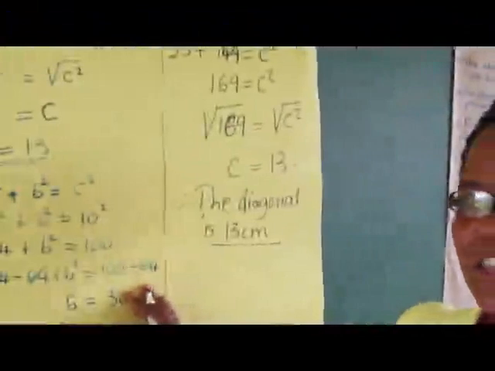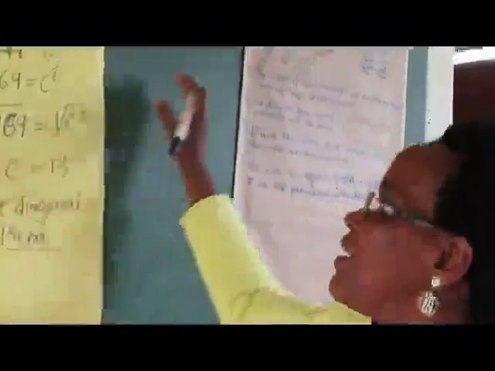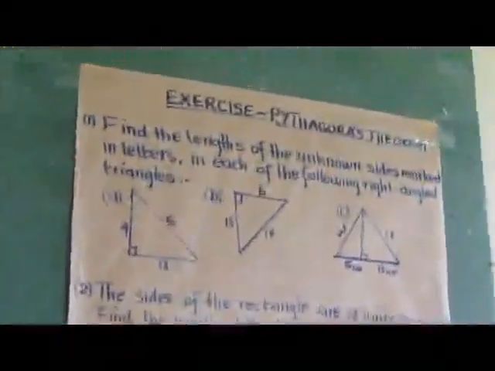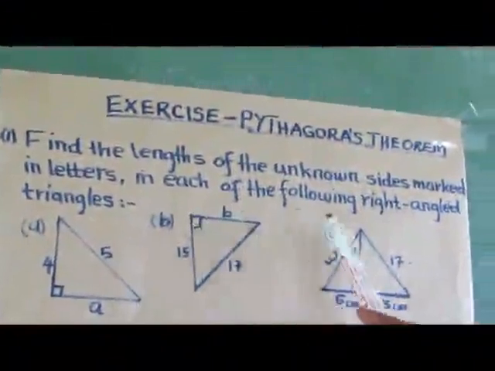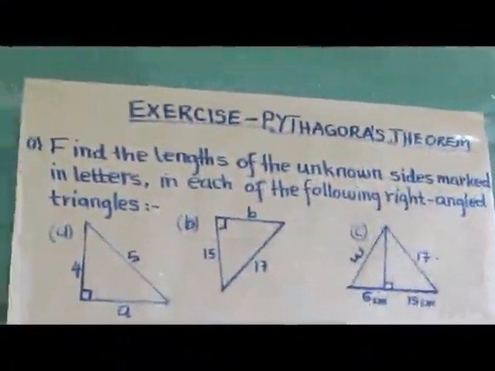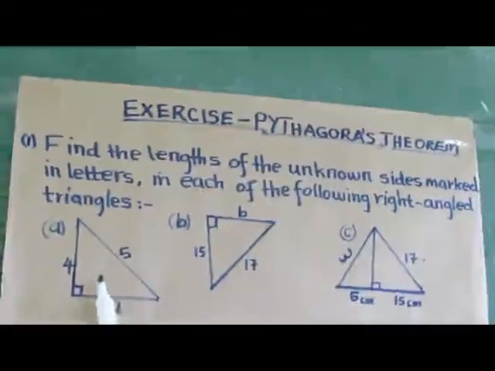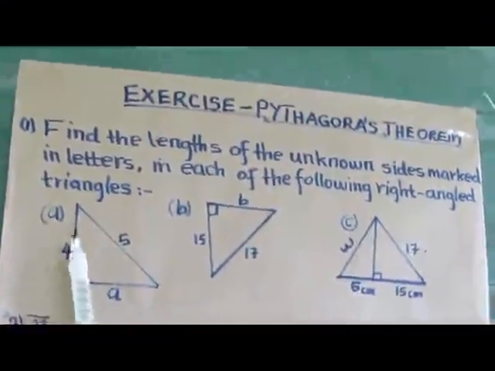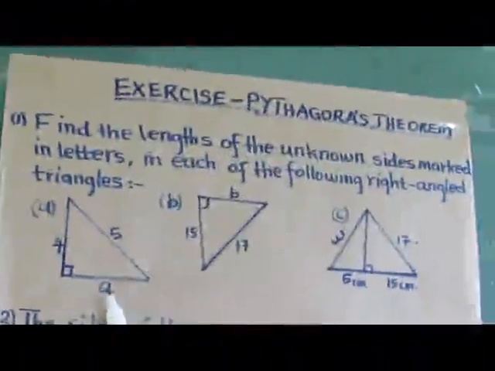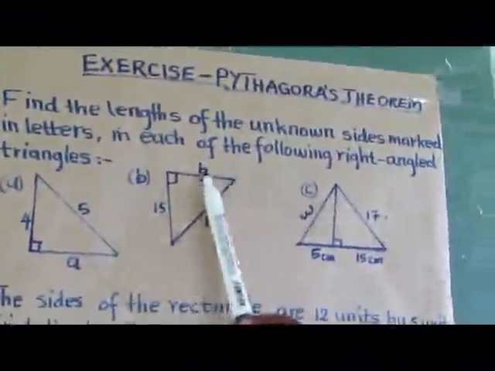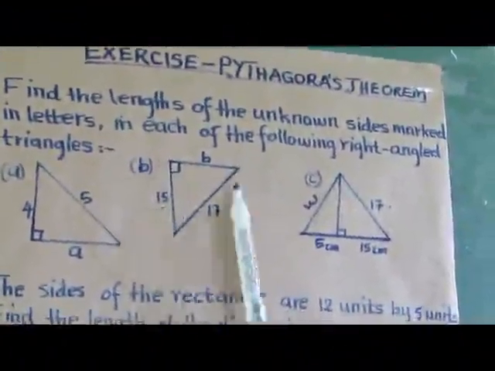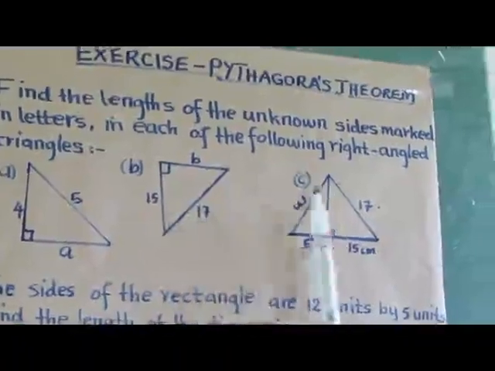Now, can I assign you some work to do? Here is the exercise for you. You can do it in your exercise books. Question number 1. Find the length of the unknown side marked in letters in each of the following right-angled triangles. Triangle A, the sides are given, the height is given, hypotenuse is given, find A. Triangle part B, the base is not given, the height is given as 13 and the hypotenuse is 17.